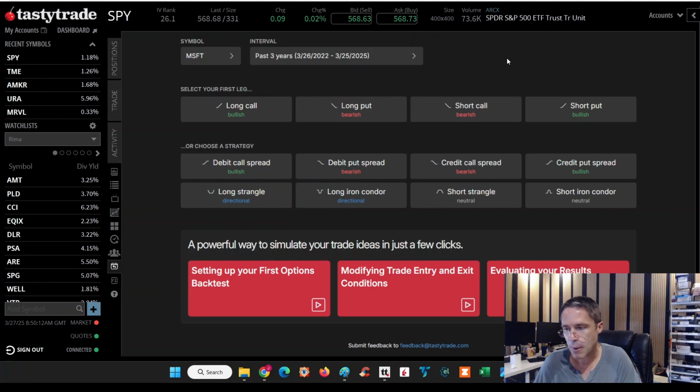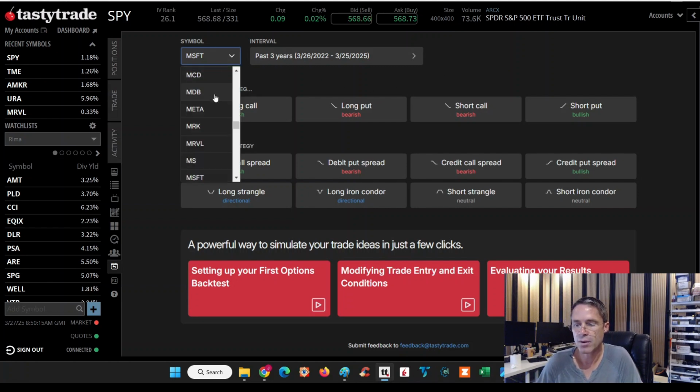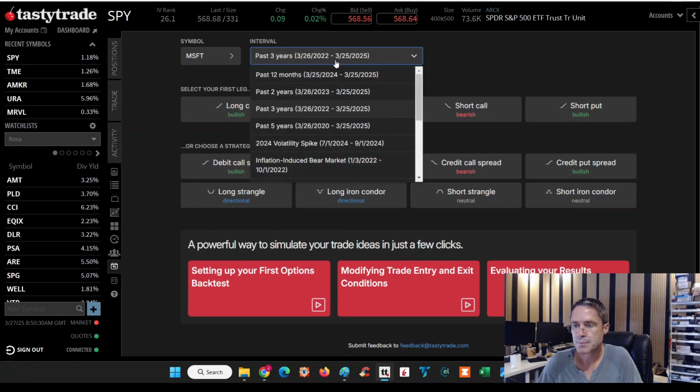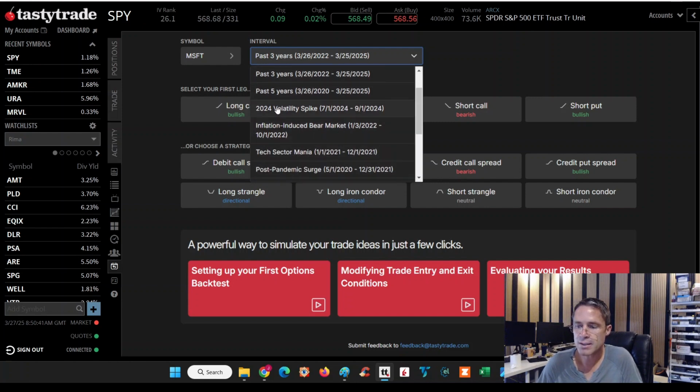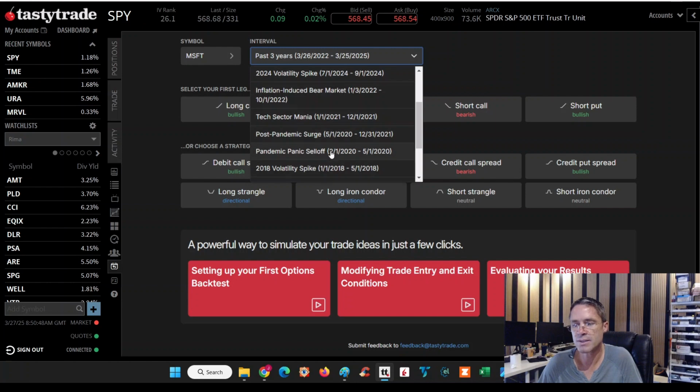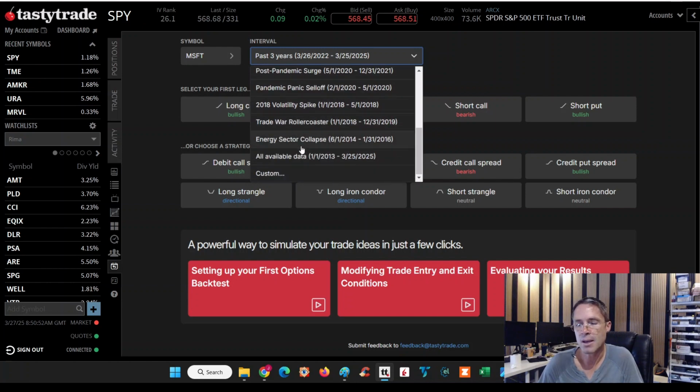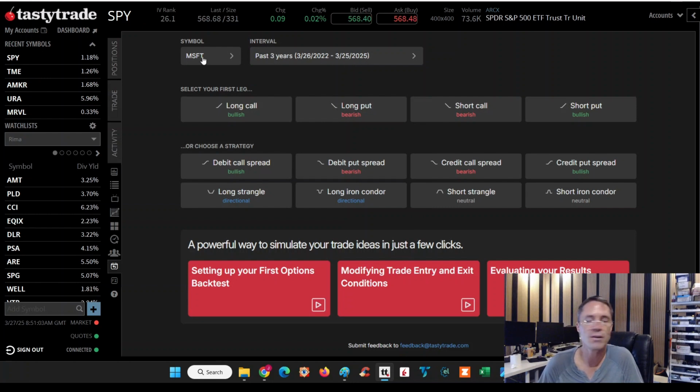Now from within here, you can pick from all these tickers. They've got Amazon, AMD, ARM, Broadcom, Boeing, you name it. So I've gone with Microsoft. They've then given you some intervals to test your strategy over: 12 months, 2 years, 3 years, 5 years, and then various periods like inflation-induced bear market, vol spike, tech sector mania. So lots of different market conditions you can test your strategy over, which is really clever. And then custom, they also have custom. I've just gone with 3 years, and Microsoft, not for any particular reason.